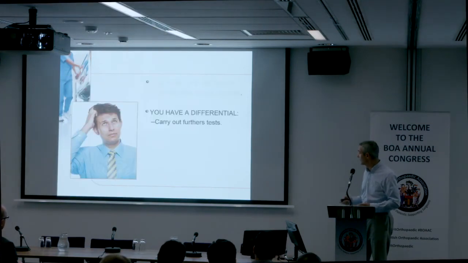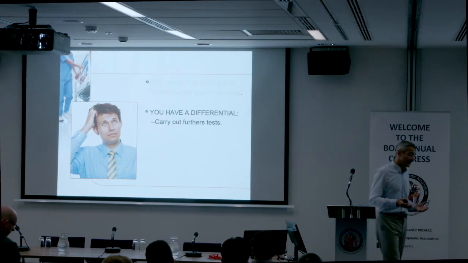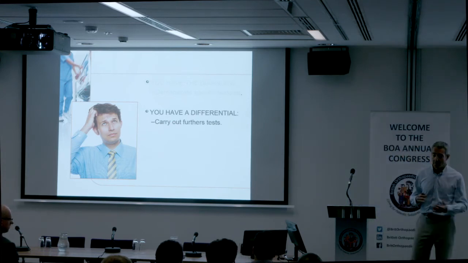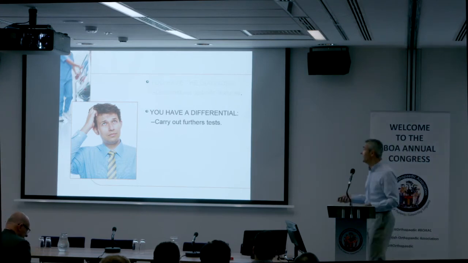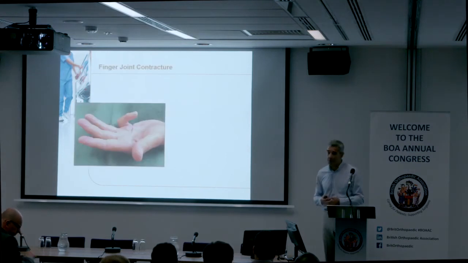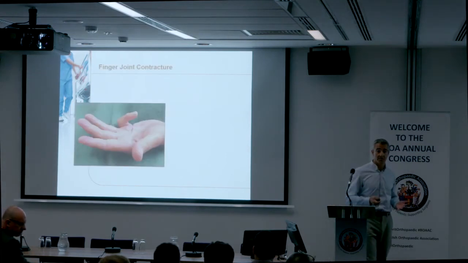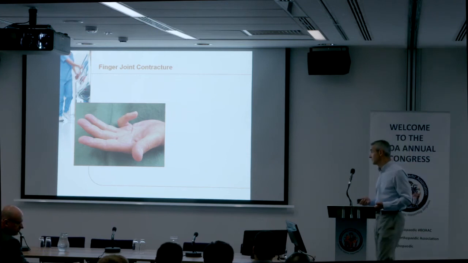Now, it may be that you've highlighted some abnormality, but there might be a selection of different diagnoses that have led to that. You have a differential diagnosis that you want to assess. This might be the case for finger joint contractures. Not all finger joint contractures in the hand are due to Dupuytren's disease.